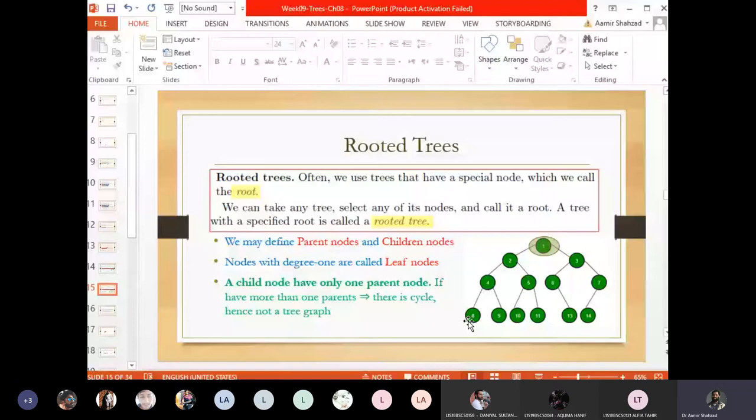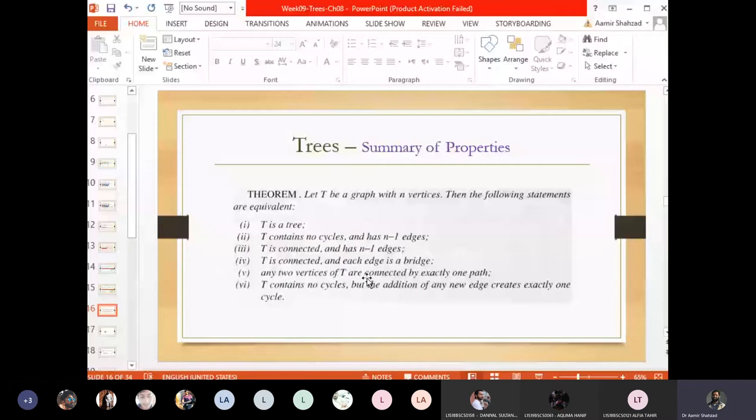So just to summarize all the properties of trees. So let T be a graph with n vertices. Trees को हम T से represent करते हैं. So graph in general we are representing with G. So if the graph is a tree, we will represent it with T. On n nodes, if we have trees, we can say all these points for a tree.